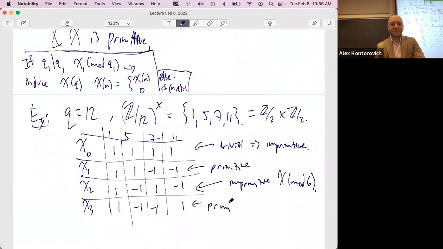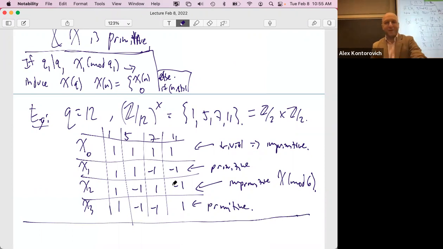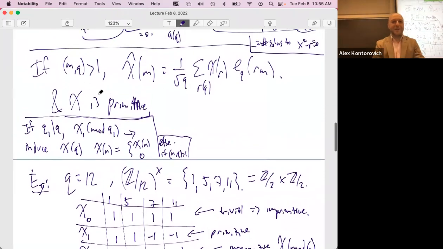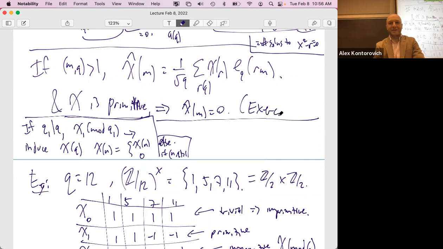There's a nice calculation of how many primitive characters you have, right? Exactly. Maybe this is a good exercise. So here's a really good exercise. Maybe I'll put it here. In the interest of time, let's make this an exercise too. If chi is primitive and m is co-prime to q, it's easy to show that chi hat of m is in fact 0. But in general, it will not be. I'll leave this as an exercise.